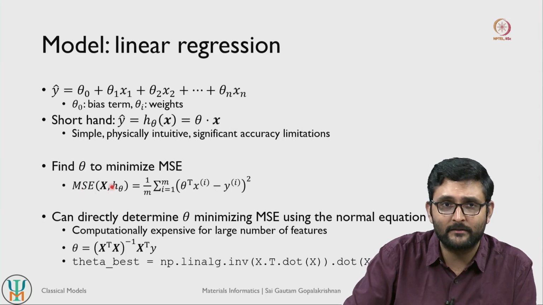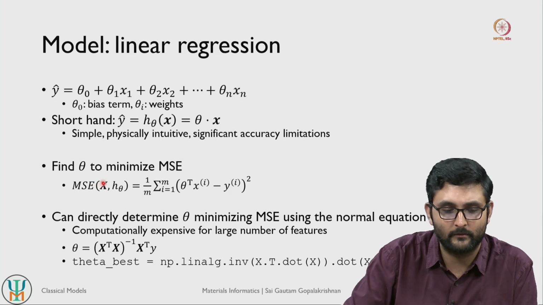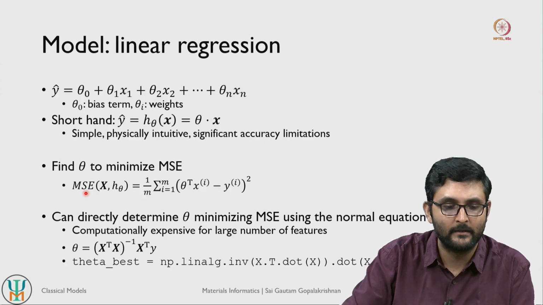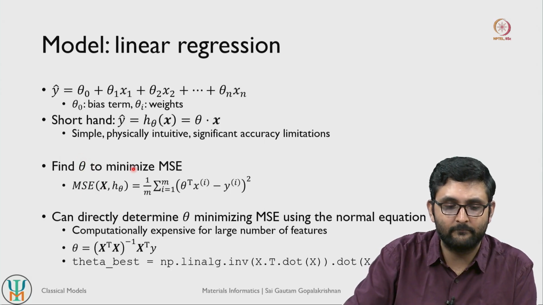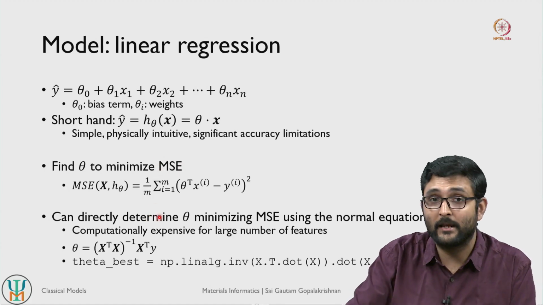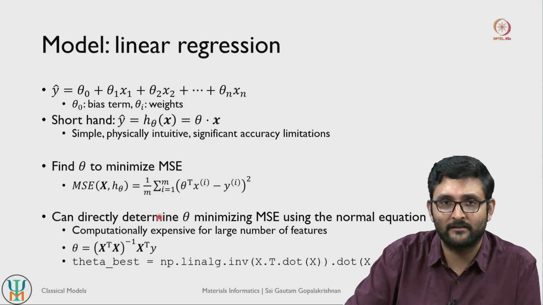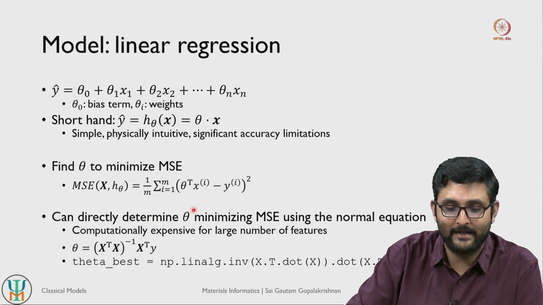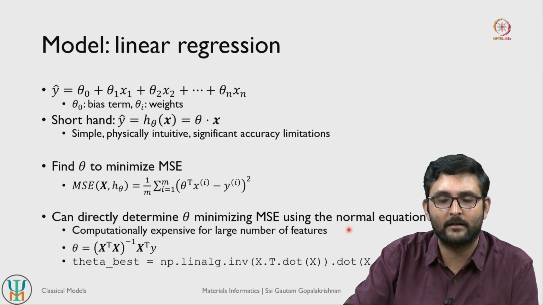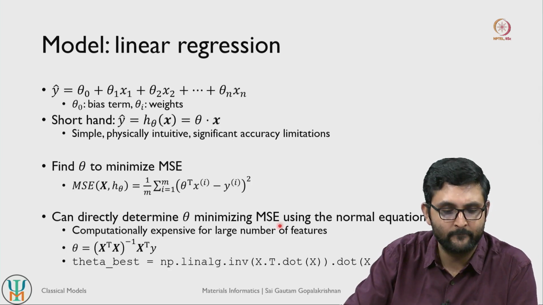I just reintroduced this definition of mean squared error so that you are familiar with this notation of h of theta and x, right. So this is the same metric that we discussed in the previous lectures as well. So we try to identify theta that can minimize your mean squared error, right. Now the good thing about linear regression is that since the model is so simple, you can actually directly determine theta by minimizing mean squared error using what is referred to as a normal equation. Now we won't get to the details of this, it is a very straightforward result coming from simple linear algebra.